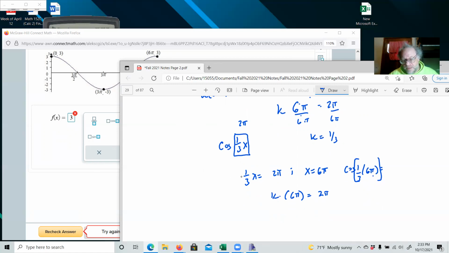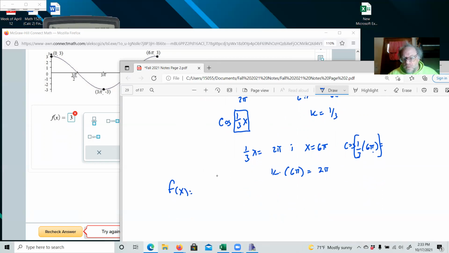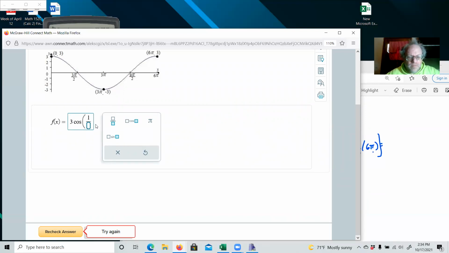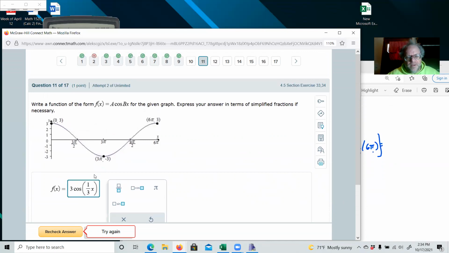So we're going to end up with f of x equals, what do we have here? We have 3 cosine of 1/3 x. And then we'll write that down. So we have 3 cosine of 1/3 x. All right, and that's going to be our value there.